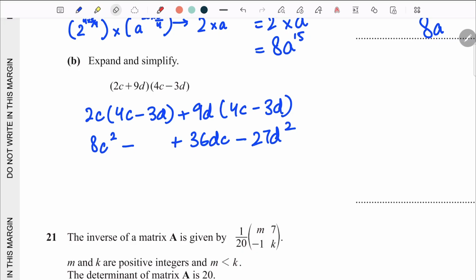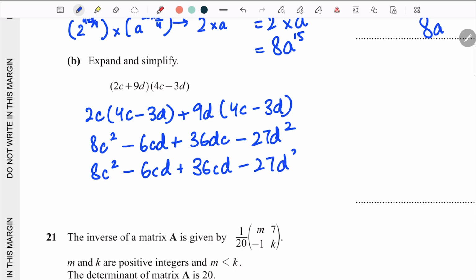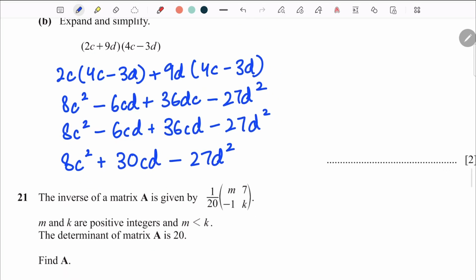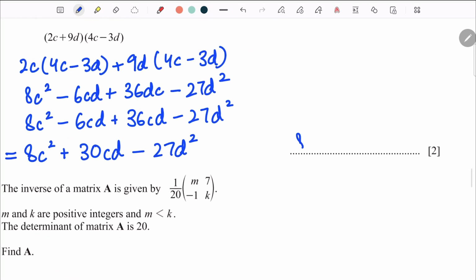This is basically 6cd. So 2 into 3 is 6 and then cd. So 8c square minus 6cd plus 36cd minus 27d square. Simplified form will be 8c square plus 30cd, because 36 minus 6 is 30, and minus 27d square. So this is going to be my final answer.